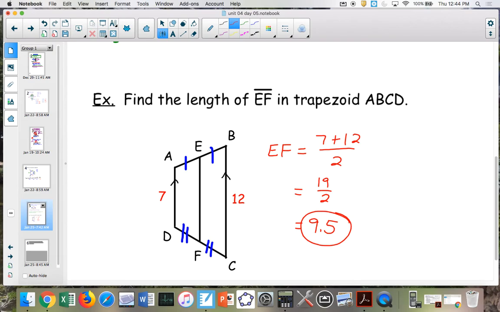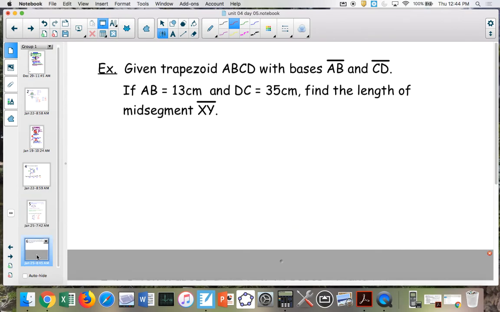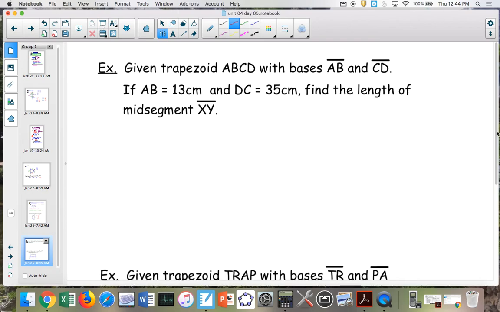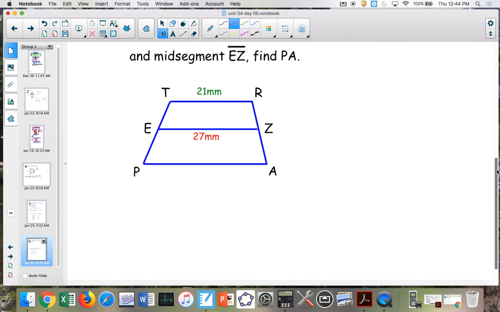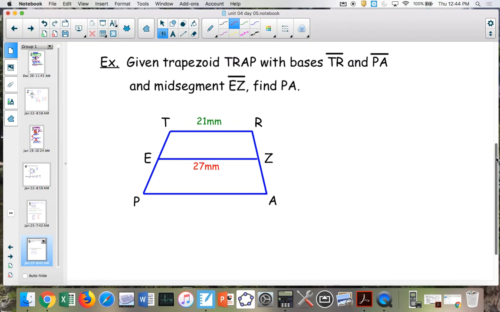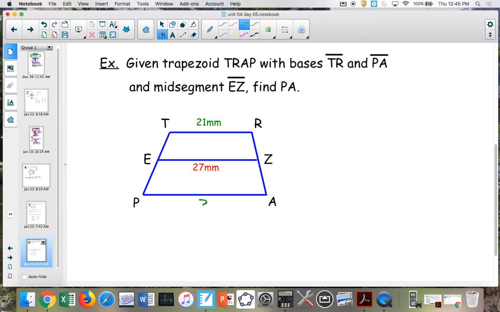Let's look at one last example. Here we've got a trapezoid. The bases are segment TR and segment PA. The midsegment is EZ. But instead of me giving you the lengths of the two bases, I'm giving you one of the bases and then the midsegment length. So I want you to find the length of PA.